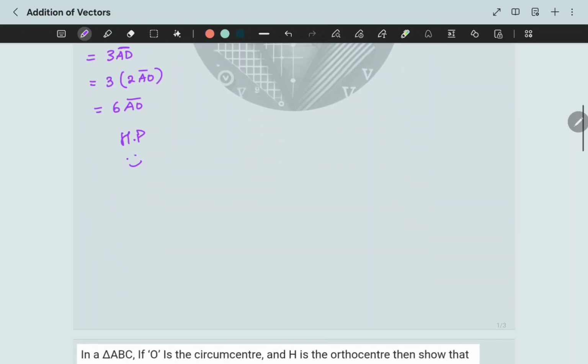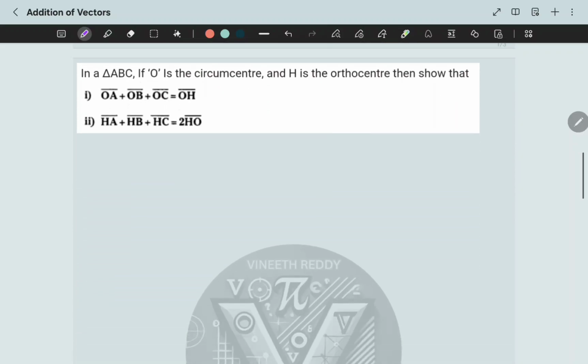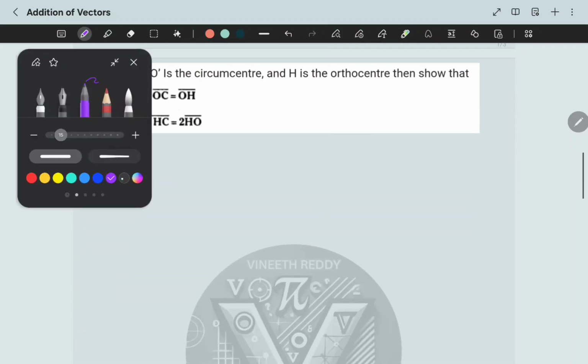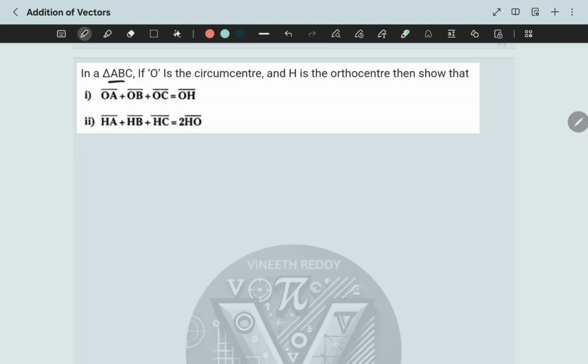Please practice this question once again. Now let us go to the next question. The next question says, in a triangle ABC, let us draw the triangle ABC. So we have triangle ABC. O is the circumcenter. H is the orthocenter. Then show that.